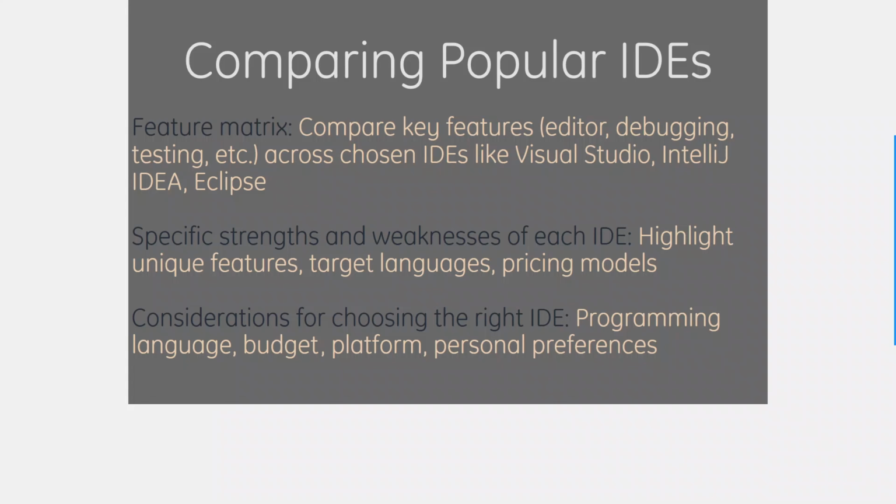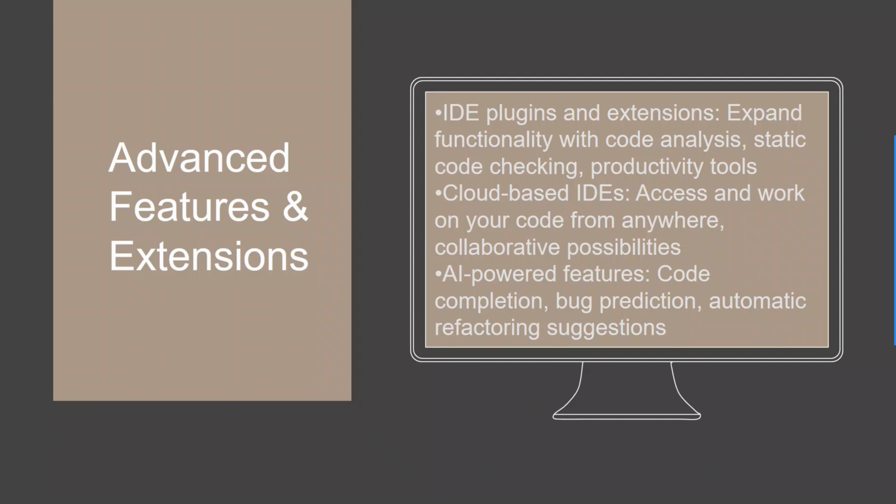Next, we are comparing popular IDEs. In a feature matrix, compare key features like editor, debugging, testing, etc. across the chosen IDEs like Visual Studio, IntelliJ IDEA, Eclipse. Look at specific strengths and weaknesses of each IDE, highlighting unique features, target languages, and pricing model. Considerations for choosing the right IDE are the programming language, budget, platform, and personal preferences. So consider all these things, and you can compare the popular IDEs.